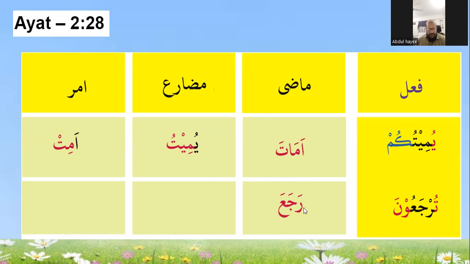Add the ilamat here. It's a 3-letter word, so ilamat mudari will have fatah. The last letter will have dhamma. And the central letter, because it is a 3-letter word, will have a kasra. Because if I put fatah, it is majhul. It is not majhul, so it should be yarji.